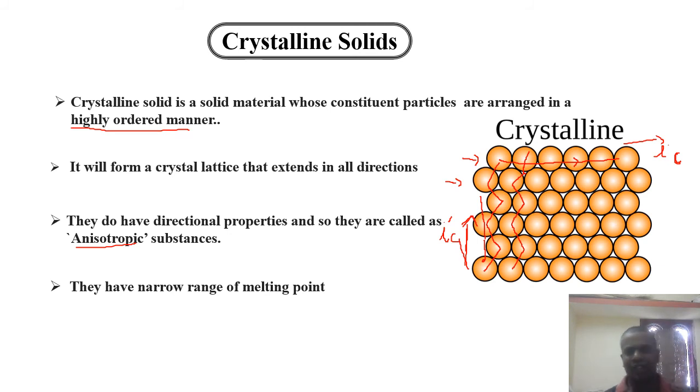So they have a definite melting point, a narrow range, not a wide range. A wide range would mean the material melts anywhere between 100 degrees and 1000 degrees. But crystalline solids have a narrow range of melting point. These are some important characteristics of the crystalline solid.